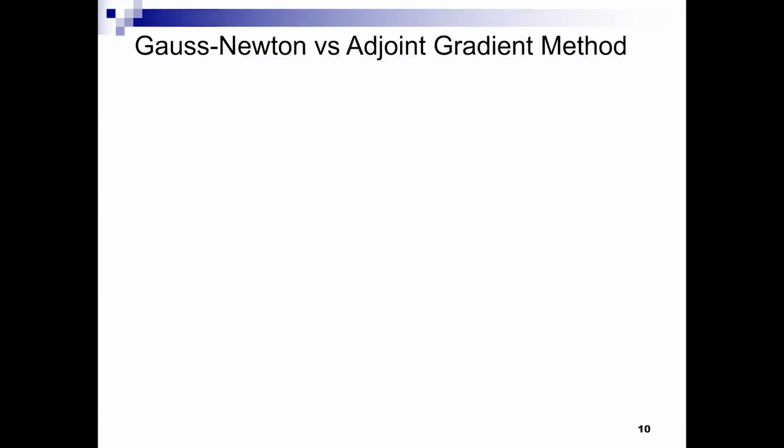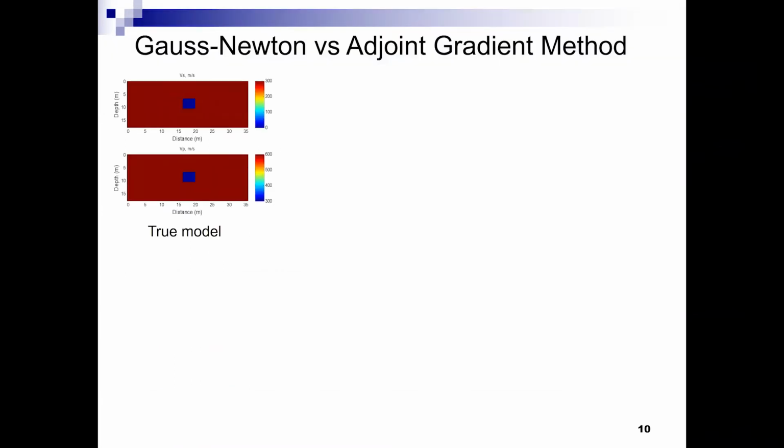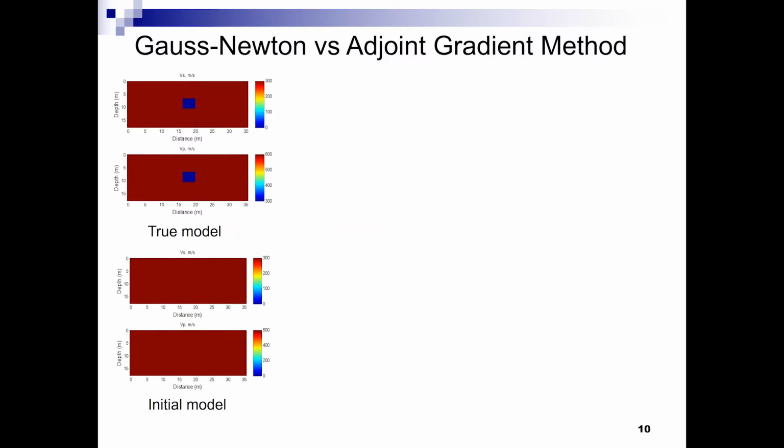Next, okay. So I will have a comparison of Gauss-Newton with the cross-adjoint gradient method. For example, we have a very simple model like this: homogeneous soil with a void inside. Here we generate the data on the top and then do inversion from an initial homogeneous soil model, to see if we can identify the void quickly.